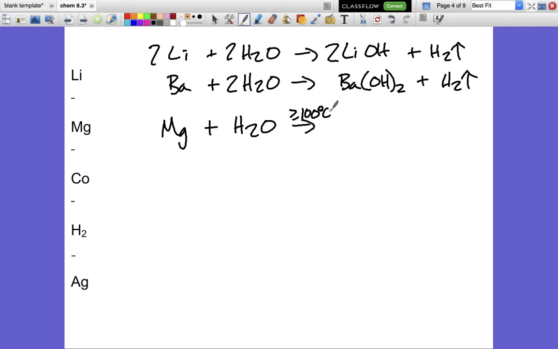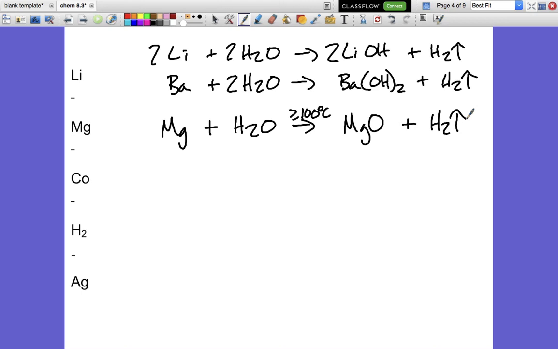But since I do have 100 degrees Celsius, in this case, I am going to make a product, but it's going to be an oxide product, not a hydroxide. So I end up with magnesium and 1 oxide because they're both 2 charges. Otherwise, I did kick out those 2 hydrogens. And this one's nice because it's just balanced. I don't have to do anything to balance it. So it's all 1 to 1 to 1 to 1.